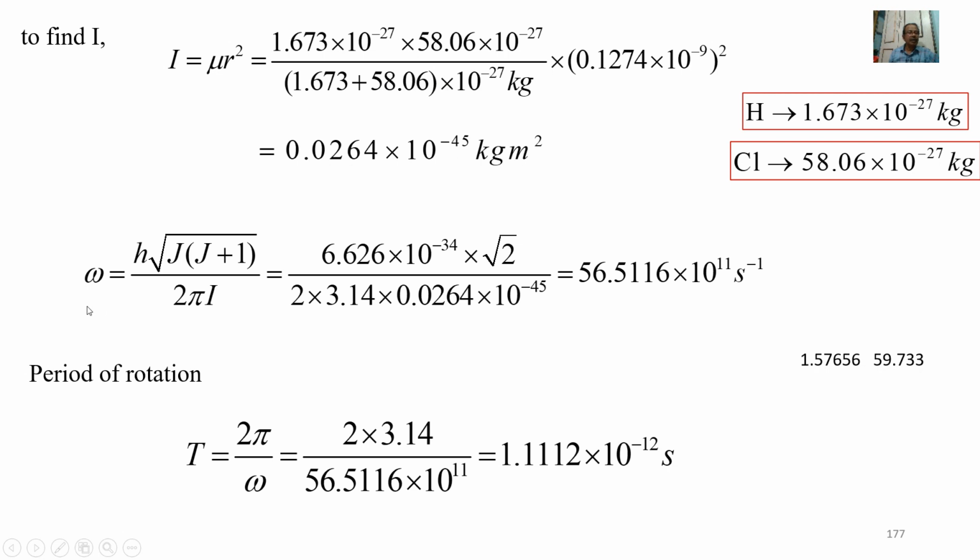And we know that omega equals h times root of J into J plus 1 divided by 2 pi I. Substituting all the values here, we will have the value of omega, which is nothing but 56.5116 × 10^11 per second. Now the period of rotation is T equals 2 pi by omega. Substituting the value of omega in the expression of T, we will have 1.1112 × 10^-12 seconds.